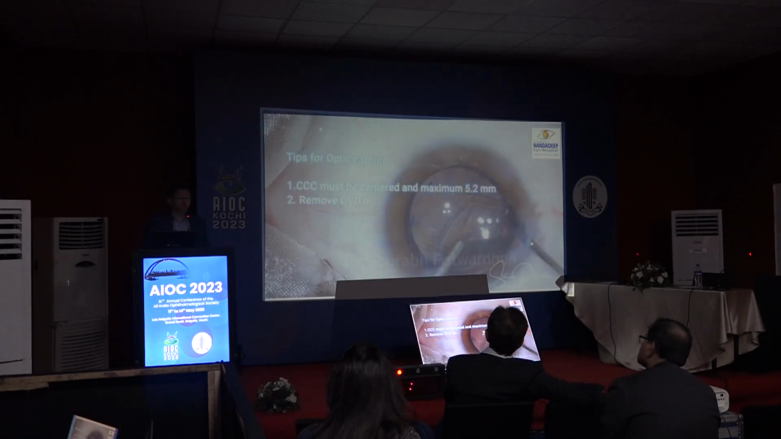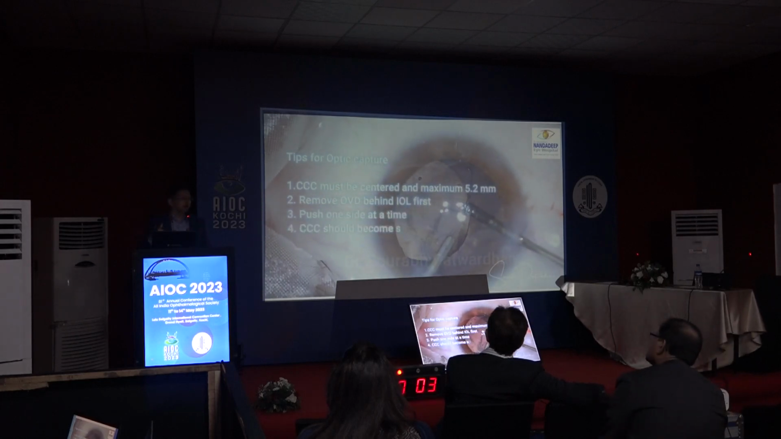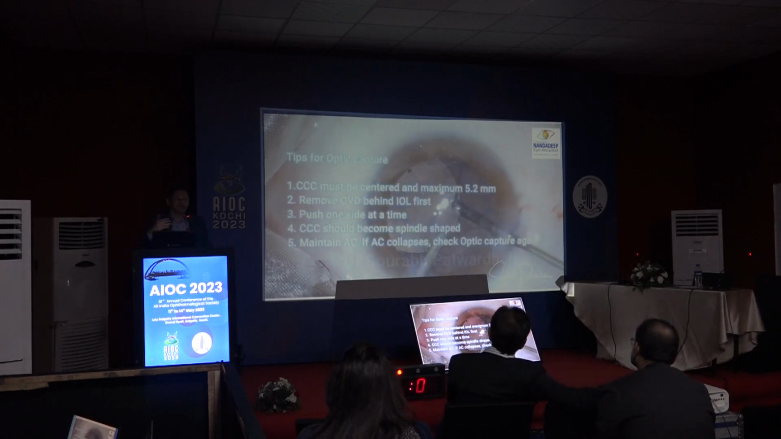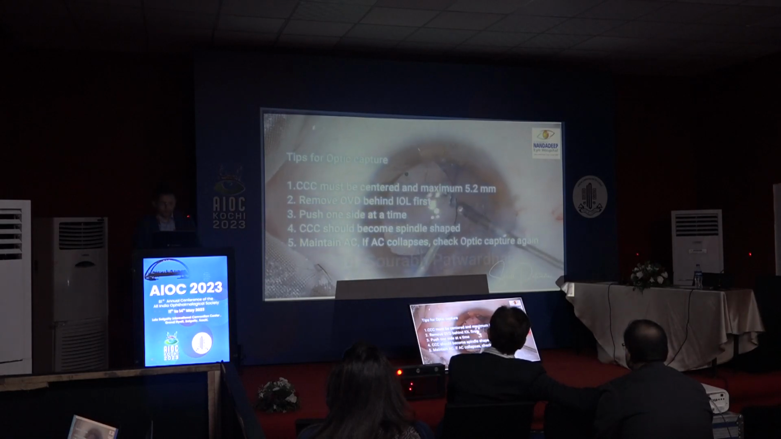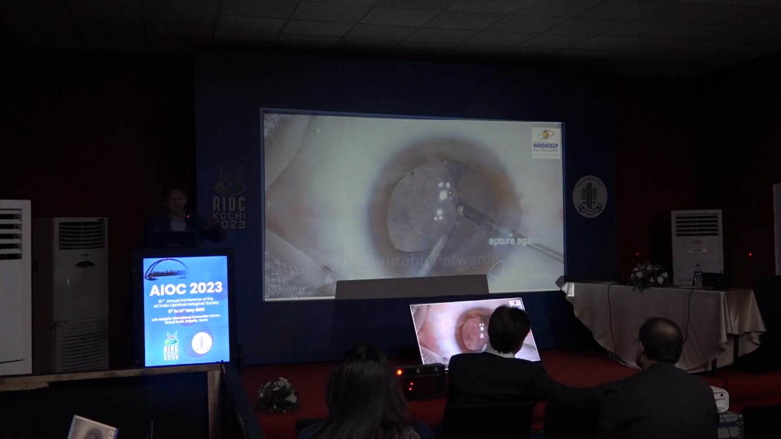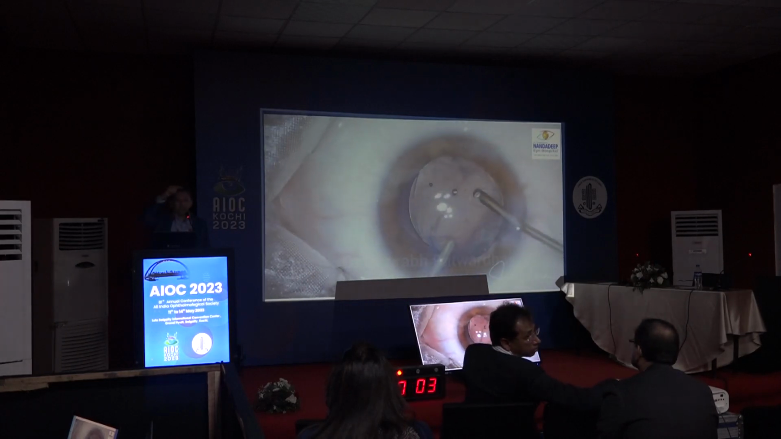Okay, now to do the optic capture, again the CCC should be well centered. Now you go ahead with the vitrectomy probe, or the vitrectomy probe and irrigation, and remove the vitreous or viscoelastic which is there behind the optic, behind the IOL, and now you have to push this optic through the CCC margin. The mistake commonly done is that you try to push at the center. Don't do that. Push at one end first.